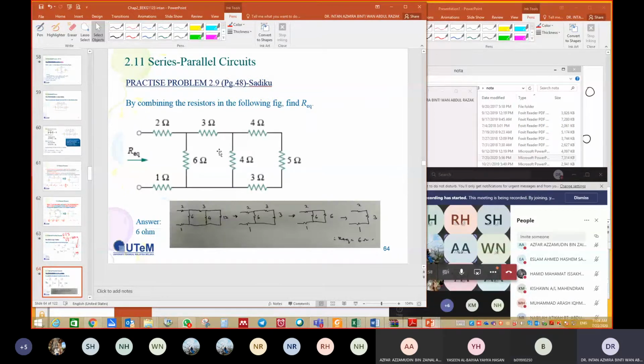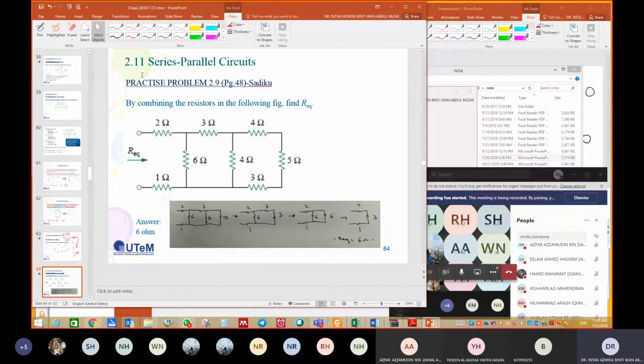The next: find R equivalent. R equivalent is here, meaning that you start with the right side and then bring it to the R equivalent. Okay, so 4 plus 5 plus 3 is 12. This is 12. Okay, and then please redraw. We have 2 here, 6, 1, and 3, and 4, and then 12. Now we know that 12 parallel with 4, we get 3, right?